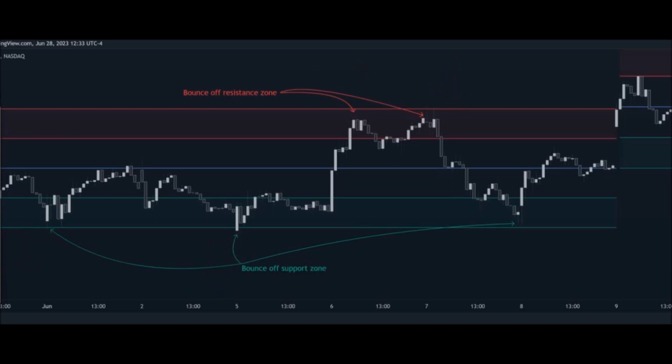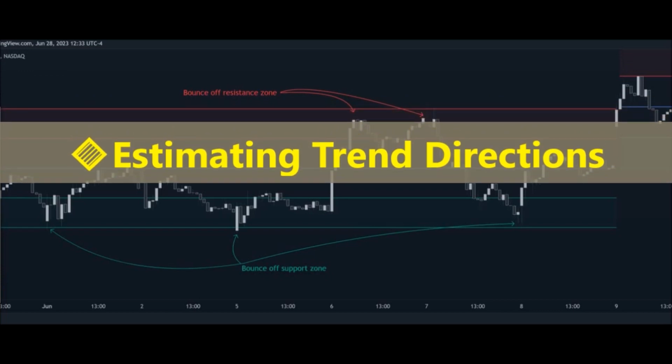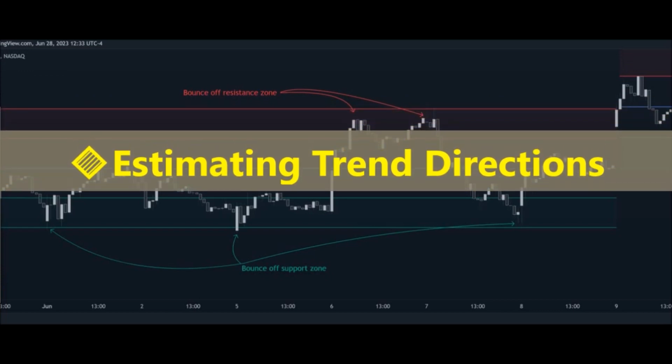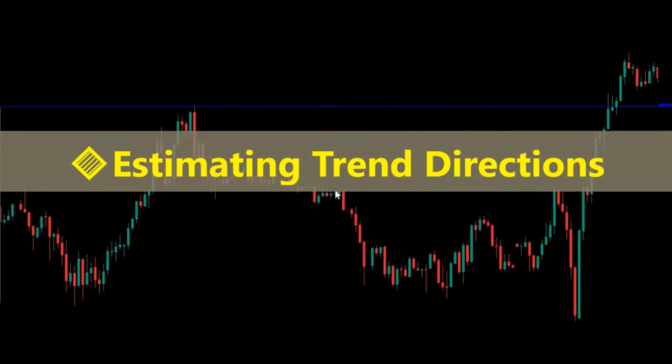So guys, if you can recall, I told you we are able to estimate trend direction using this indicator. This is very important because I really know most traders go wrong when they want to know the overall trend of the market.